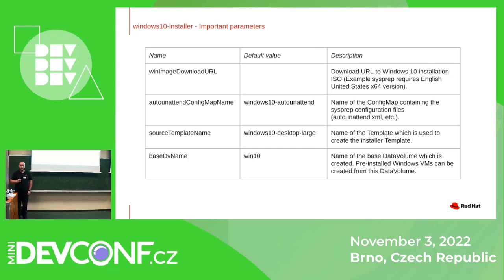E.g., you can select from official Microsoft sites, or you can use your own server, which can then serve the ISO to the pipelines. Then, of course, you can specify some other parameters, like an auto-attend config map name, a special config map where you prepare sysprep, and according to the sysprep, the pipeline will then install this Windows. Then source template name, base DV name.